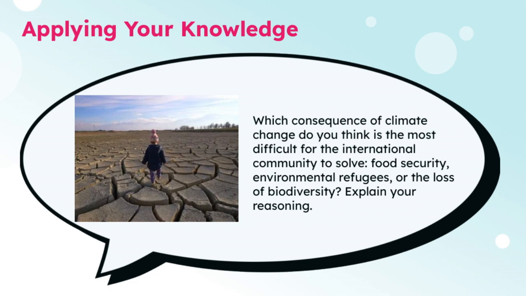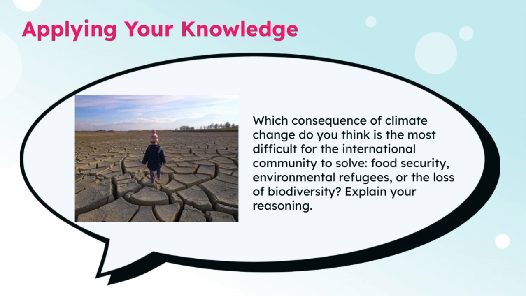You might choose food security. Food security is difficult because farming depends on rainfall, temperature, soil, water supply, trade, and political stability. A drought in one region can affect food prices globally. You might choose environmental refugees. This is difficult because migration involves borders, laws, housing, employment, identity, and human rights. Countries may disagree over who is responsible for helping displaced people.